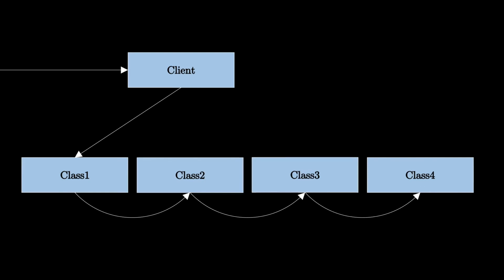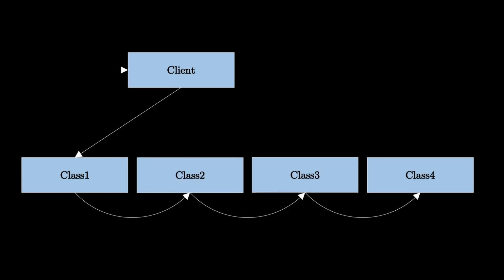Now, of course, for this design to work, we need to make sure that for each request, there should be at least one object in the chain that is able to process it. Otherwise, the request will just pass along the chain and it will not get processed at all. This is the only enforcement that we need to consider.